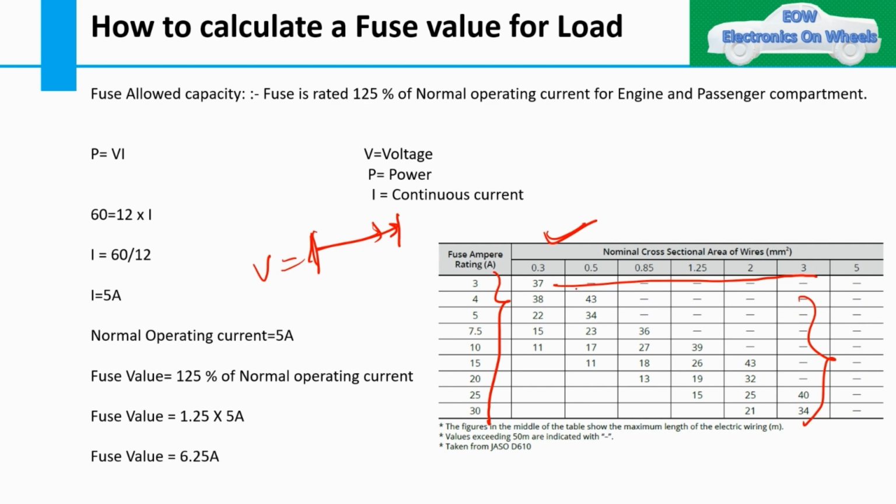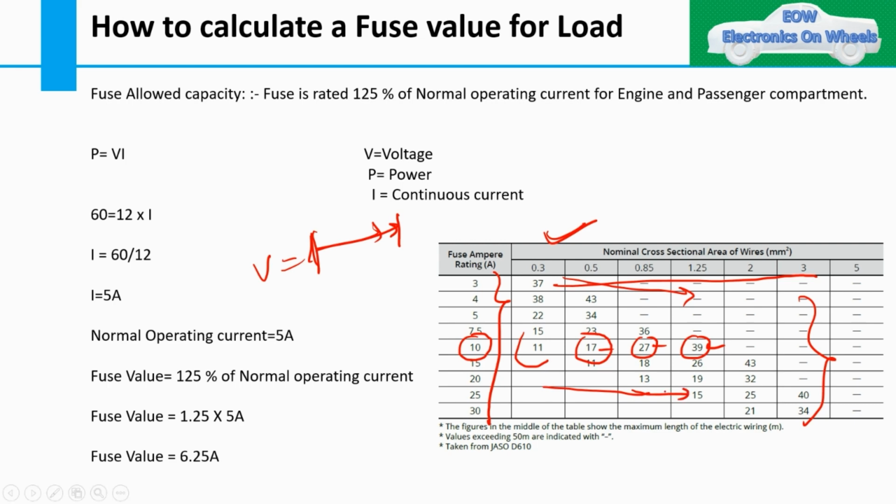So if you see the 10 amp fuse, you can use 0.5 CSA for 17 meter, or 0.8 for 27, 1.25 for 39. So as you can see, when you are increasing the wire CSA, the length of the wire also increases.